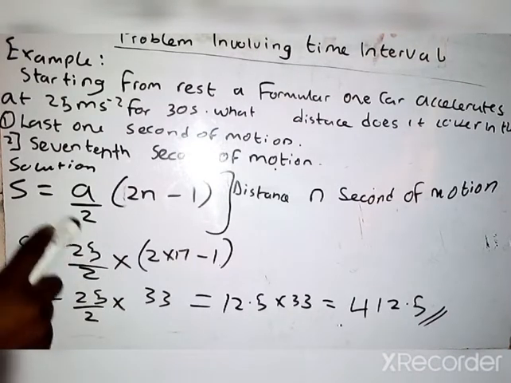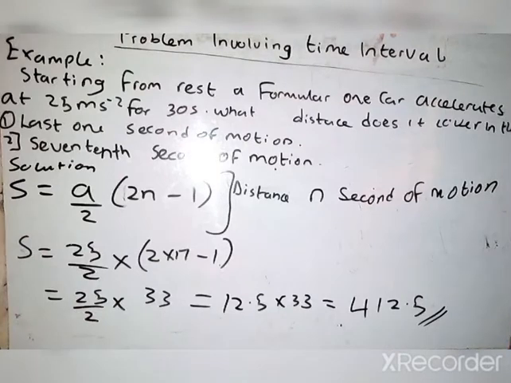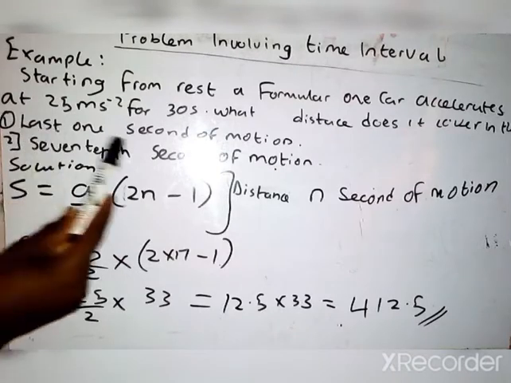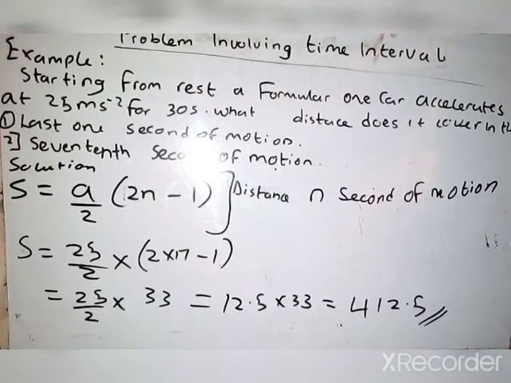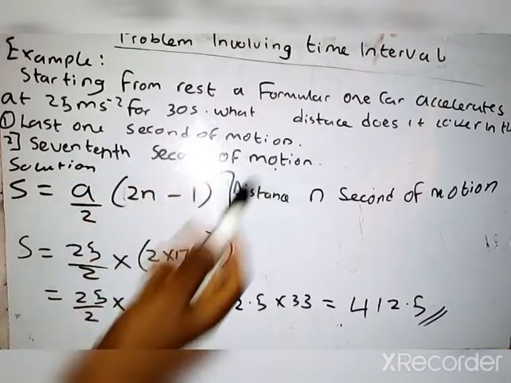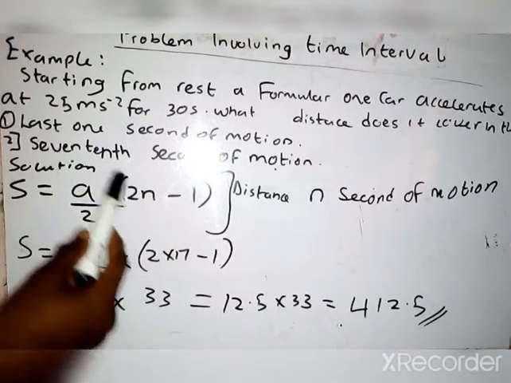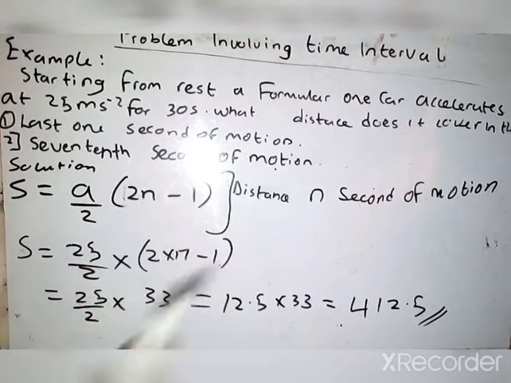You can just apply this formula for people writing JAMB. But note that it will not work for the last 1 second, yeah, but it works for this. When we are given 3 seconds of motion, we just put 3 here and we solve.